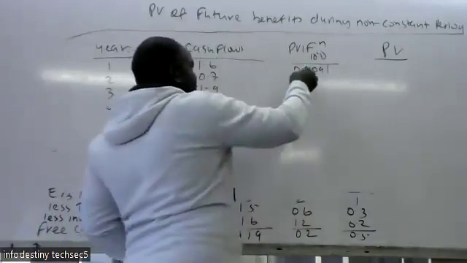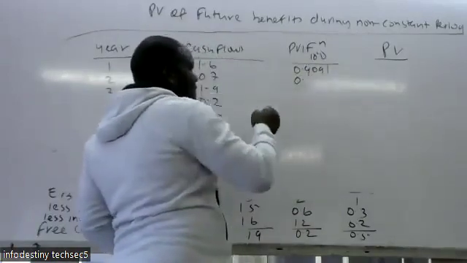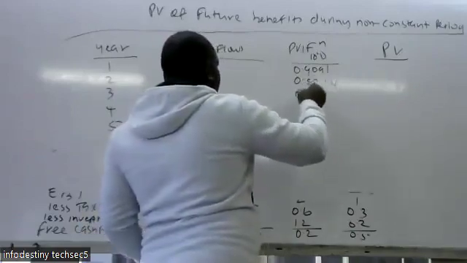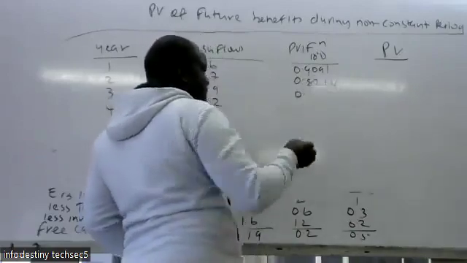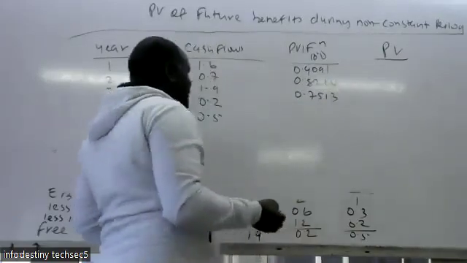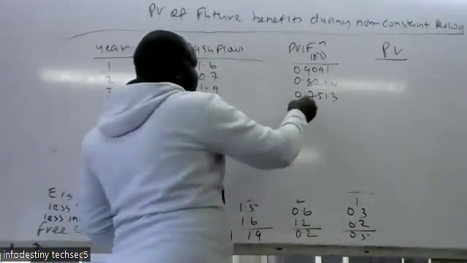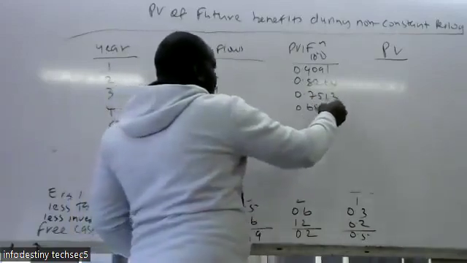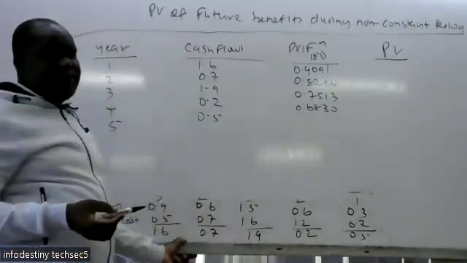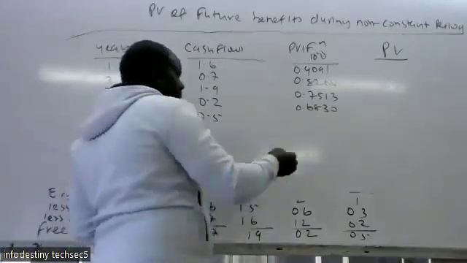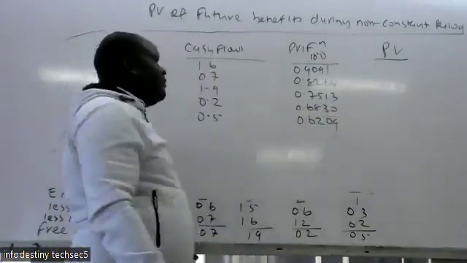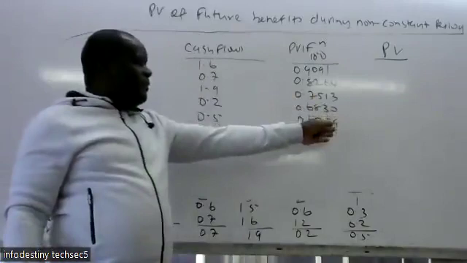How about year 2? 64. How about year 3? 13. Year 4? 8.13. 68, 30. How about year 5? 6209. Yeah, so those figures are from the table.